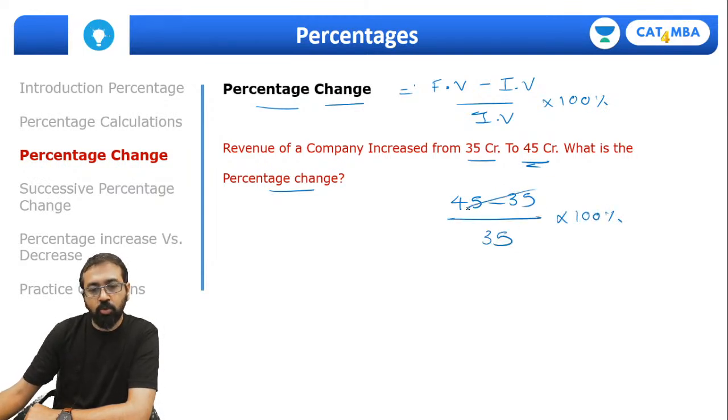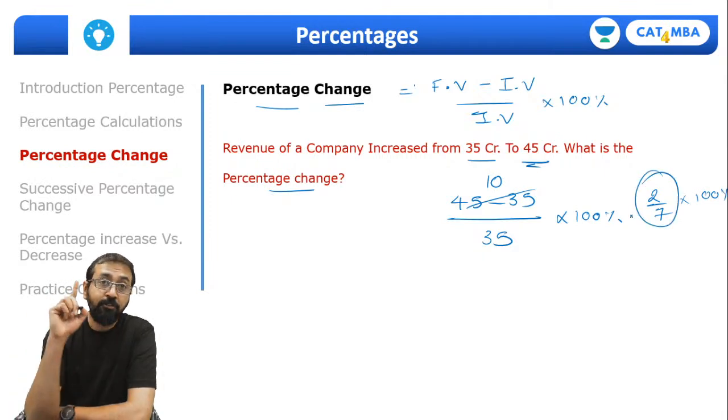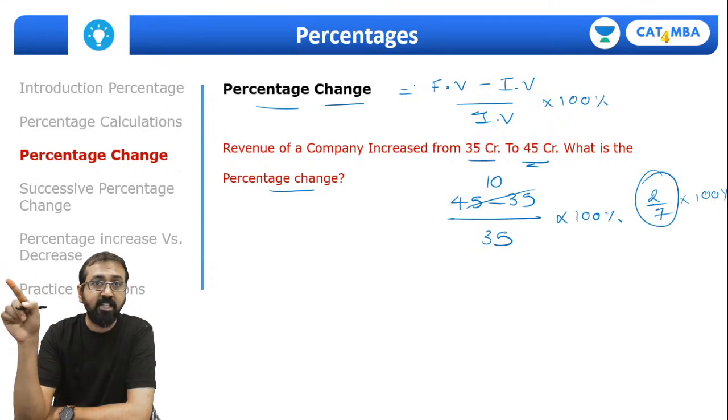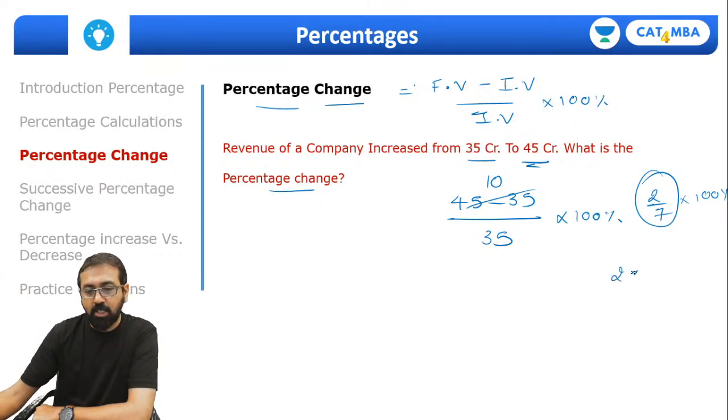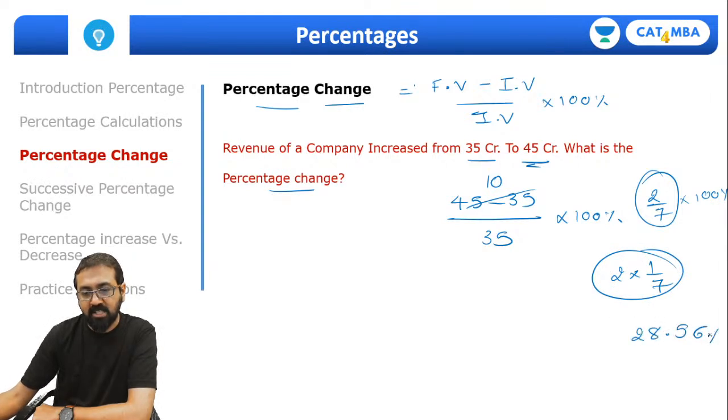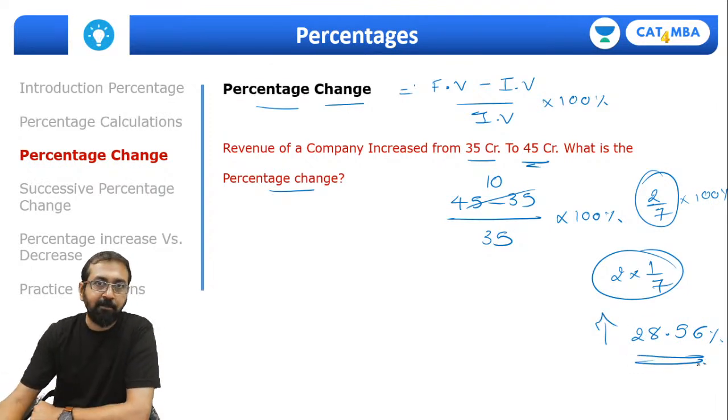So this will come out to be what? 10 by 35. Can I say 10 by 35 is nothing but 2 by 7 into 100. Now we know those fraction equivalents to percentage. Do you remember what 1 by 7 is equivalent to in terms of percentage? 14.28%. So 2 by 7 is nothing but 2 into 1 by 7, that is double of this one, 28.56%. So this revenue increase is 28.56%.